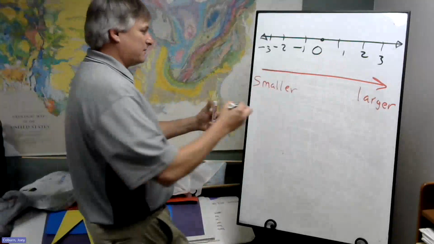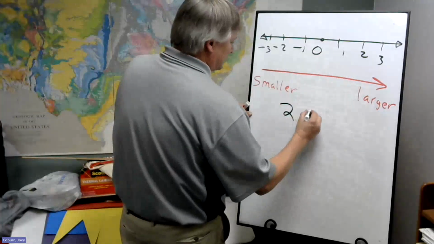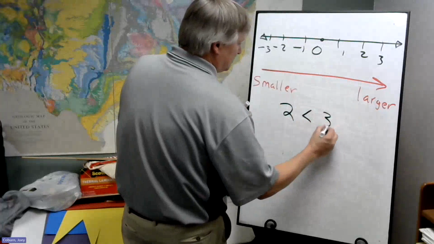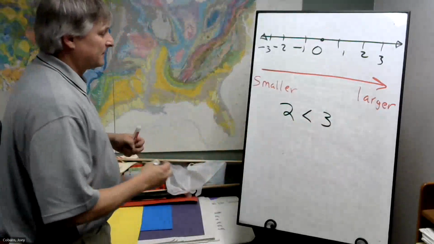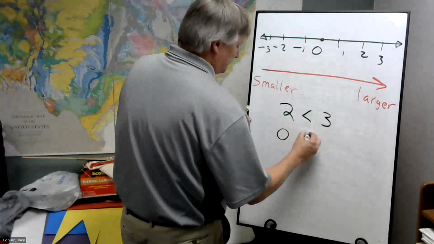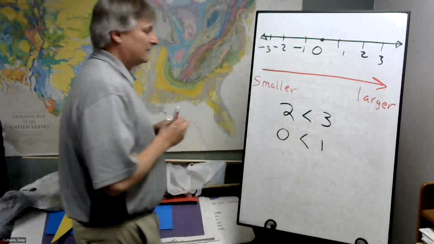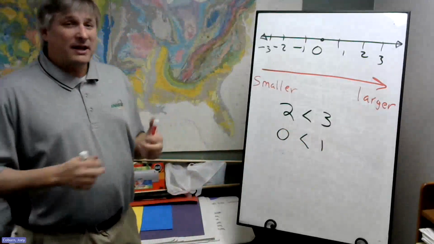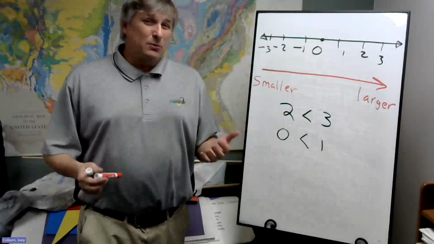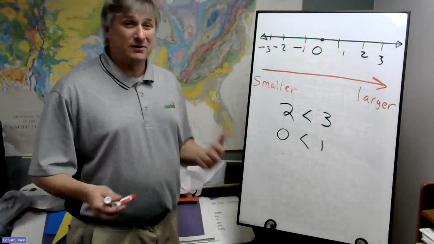So we're familiar with maybe making this kind of a statement. 2 is less than 3. 0 is less than 1. So what about negatives? Well, the same rule works, but we might get some results that are unfamiliar.